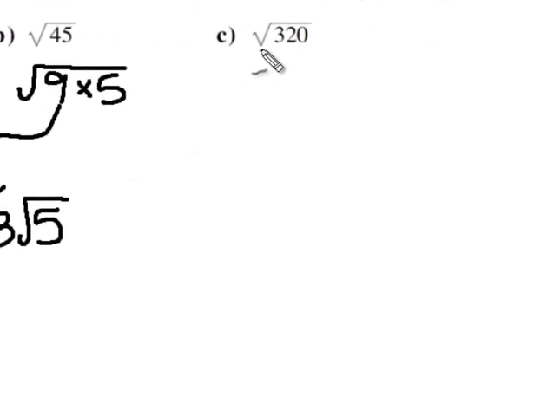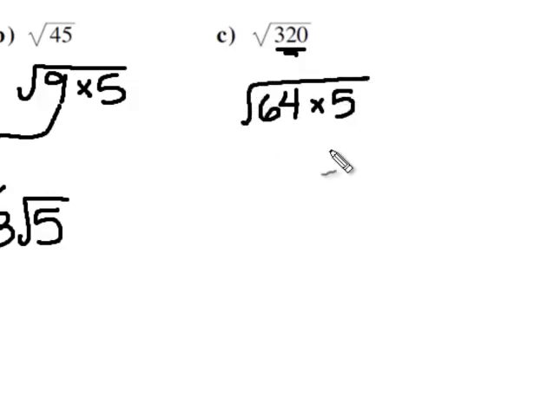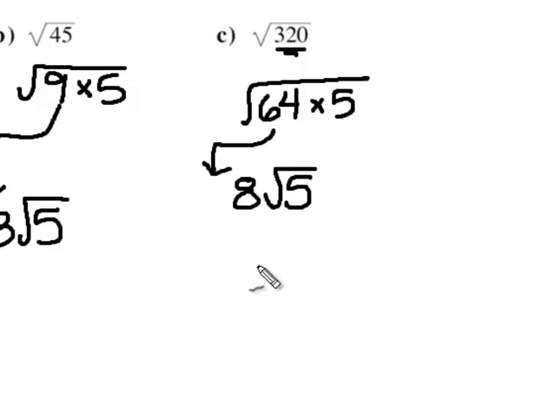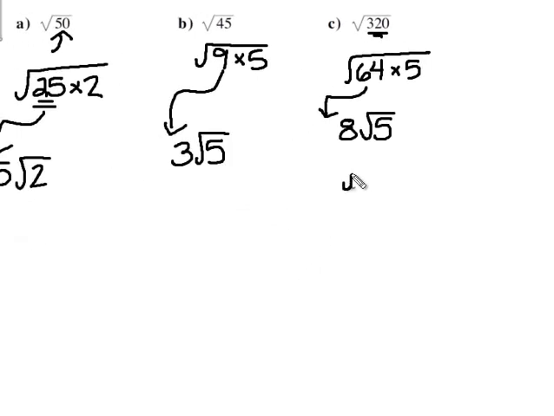Now in the last one, it can be a little more difficult when you have higher numbers. The rules say to pull out the largest perfect square. In this case, we could use 64 times 5. So the square root of 64 is 8, and that leaves a 5 there. I am just going to show you another way though, because it can be difficult with those large numbers.